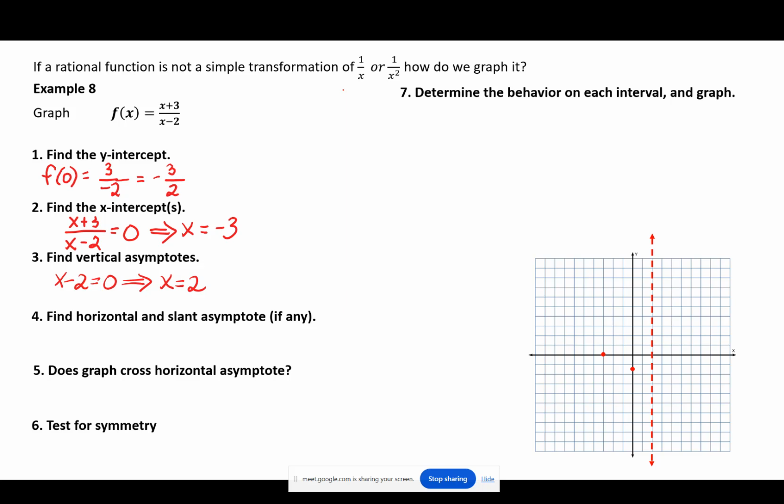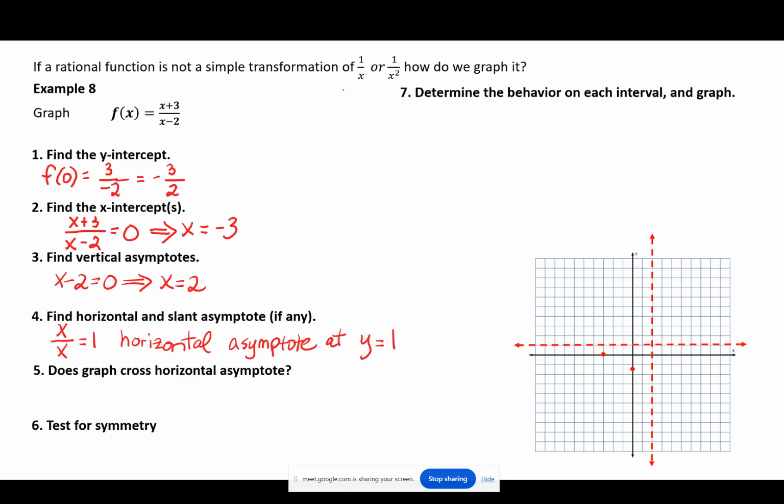Horizontal asymptote: you can see that the degree of the numerator and the degree of the denominator are the same. Therefore, if we just divide the leading terms, we will get the horizontal asymptote. So x over x is 1. So the horizontal asymptote is going to be the line y equals 1.